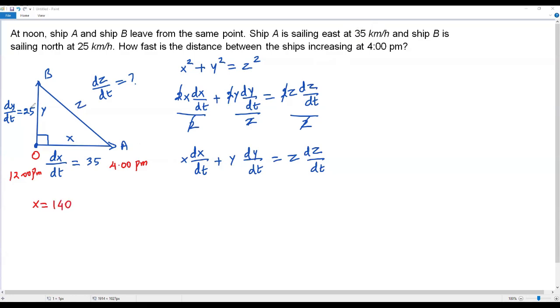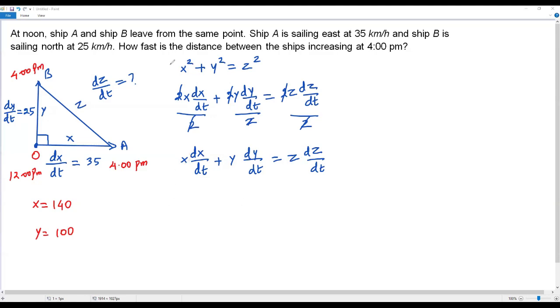And in 1 hour, the distance covered by ship B is 25 kilometers according to the question, 25 kilometers per hour. So from 12 p.m. to 4 p.m., that is in 4 hours, what is the distance covered by ship B? For that, we multiply this 25 by 4. So Y is equal to 25 times 4, which is 100. So at 4 p.m., the value of Y is 100. Now we have the value of X at 4 p.m. and the value of Y at 4 p.m. At the same time, we have to get the value of Z at 4 p.m.